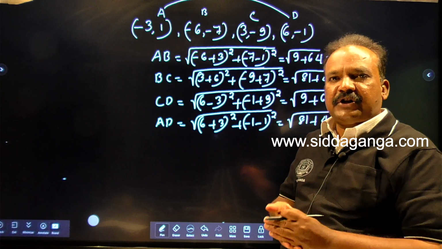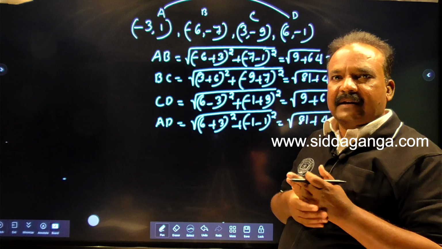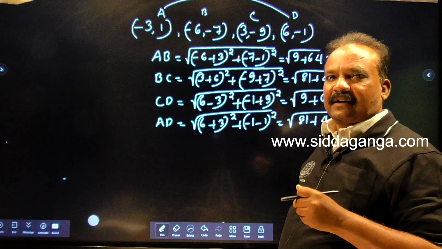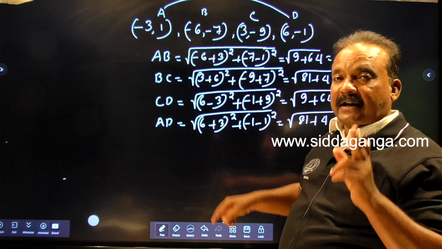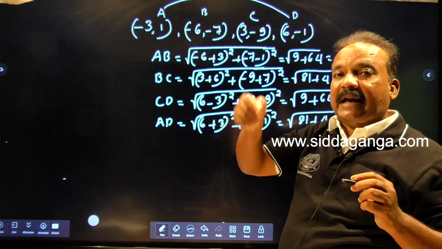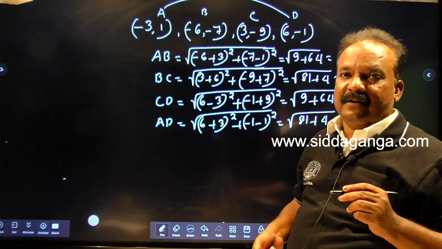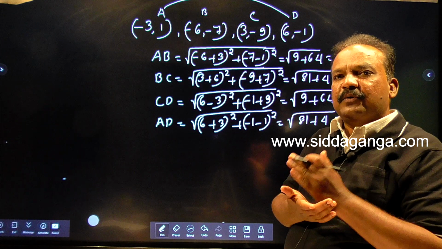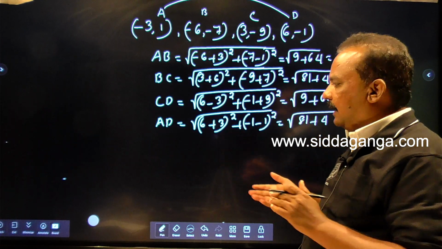How do you differentiate between the parallelogram and the rectangle? In a rectangle, the diagonals are equal, whereas in a parallelogram, the diagonals are not equal. So, you have to show that AC is not equal to BD in case of parallelogram.